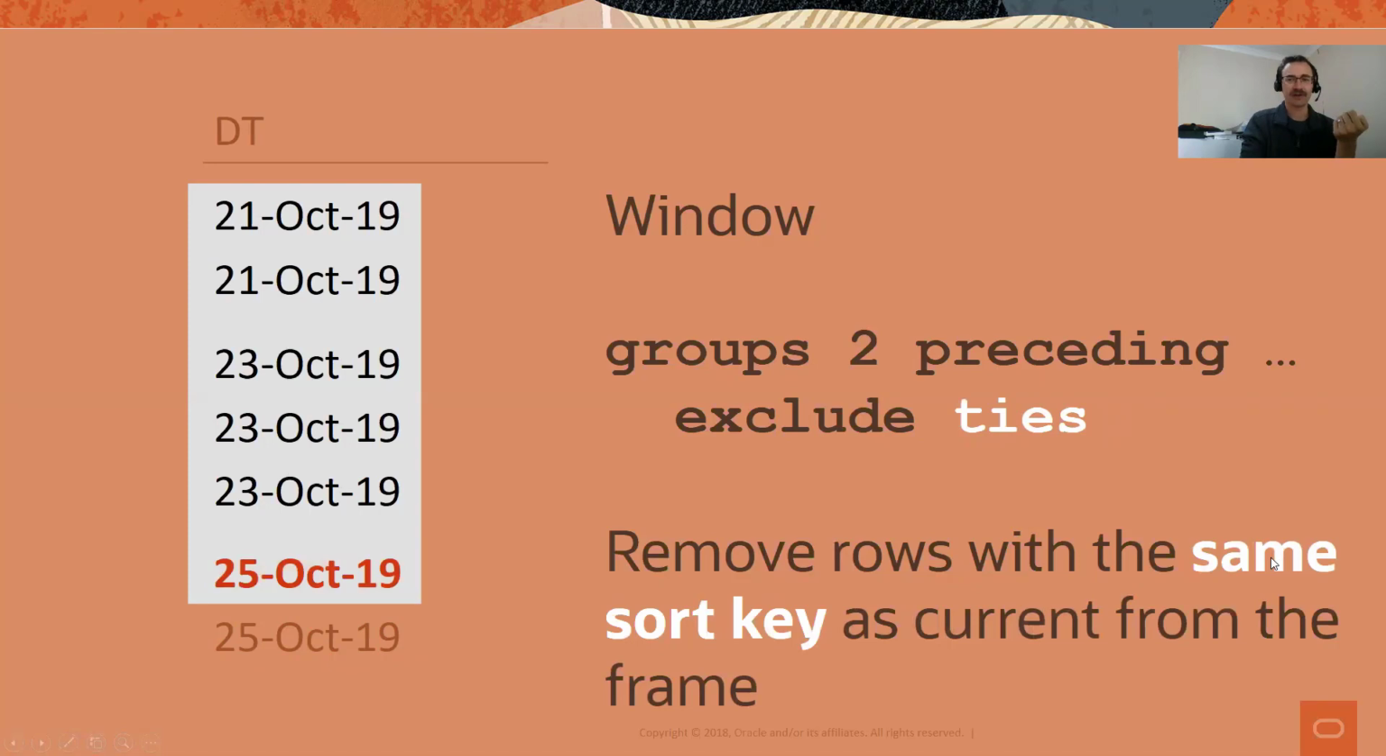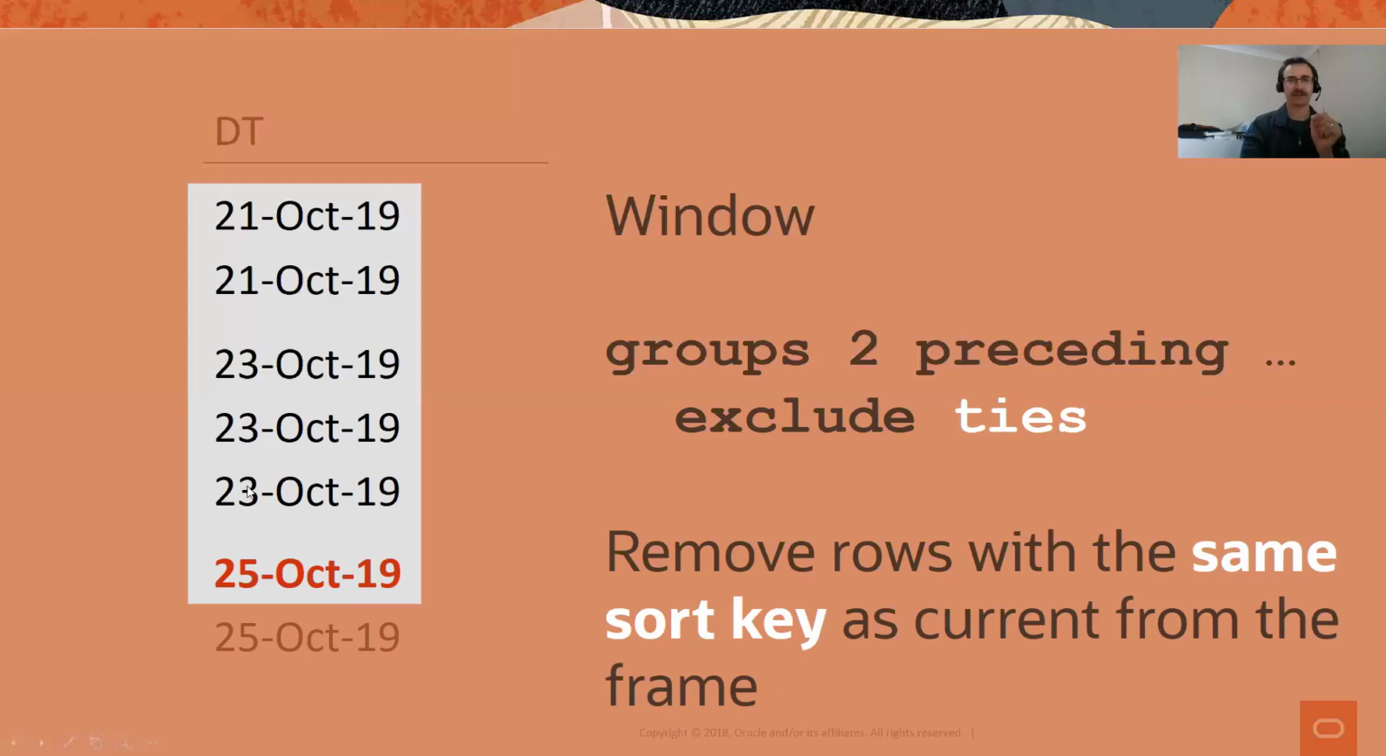So it's remove rows with the same sort key as the current. We can see on the 25th, there is another row for the 25th of October, so that falls in the same group. This second one at the bottom here is tied with that first row there. So we exclude any other rows which have the value 25th of October except the current row. This is potentially useful. Quite often you want to get over the previous values and include the current, but not any of the others which have the same value as the current. So ties means include current row, but not the ties.